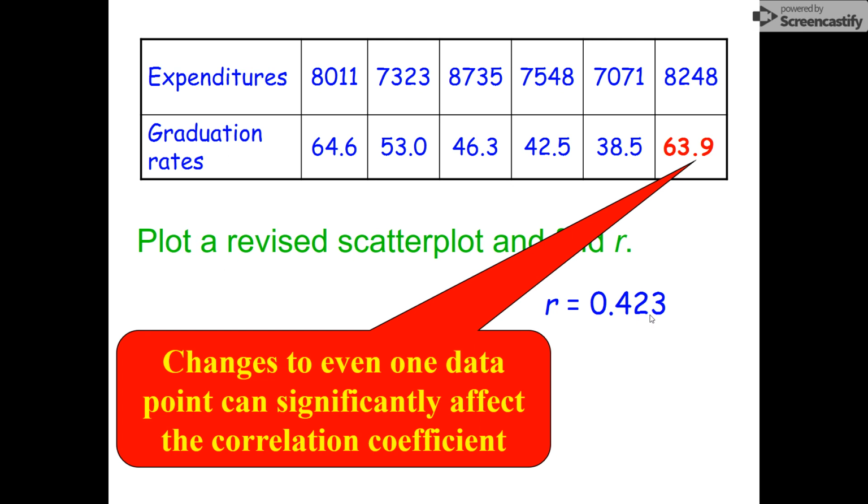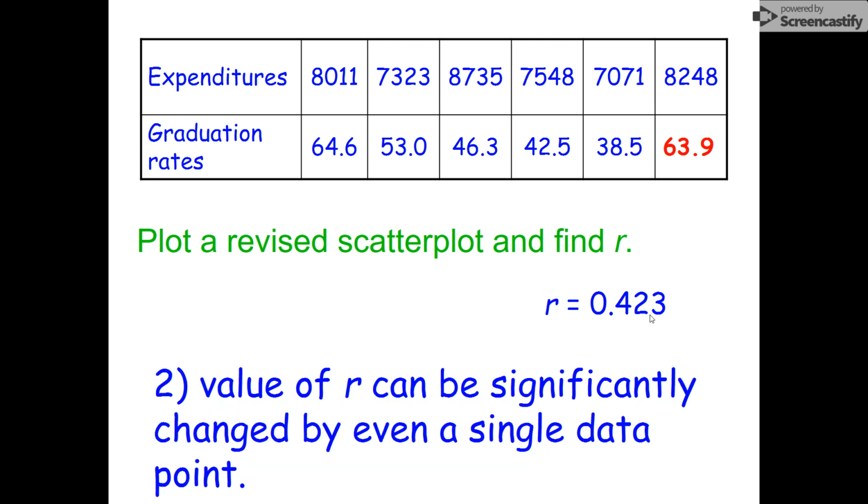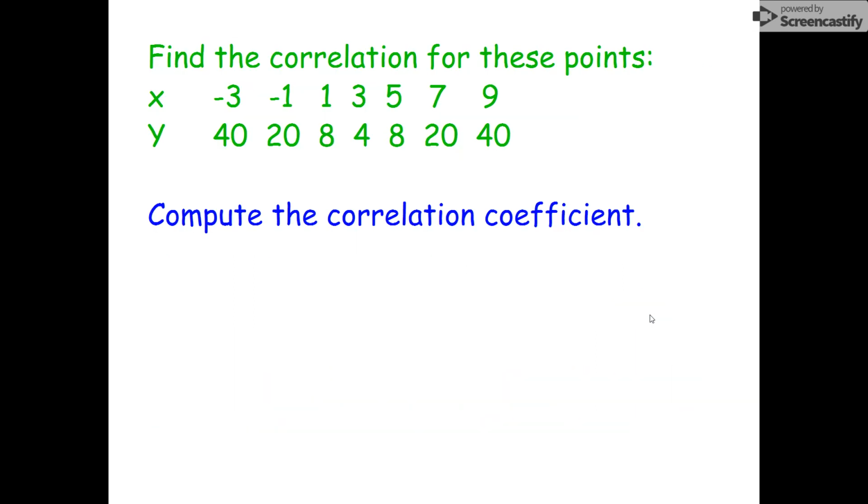So changes to even one data point can significantly affect that correlation coefficient. And we'll put that in our notes on the next page when we sum up the properties of a correlation coefficient. So then the last one, let's go ahead and find the correlation coefficient for these points.